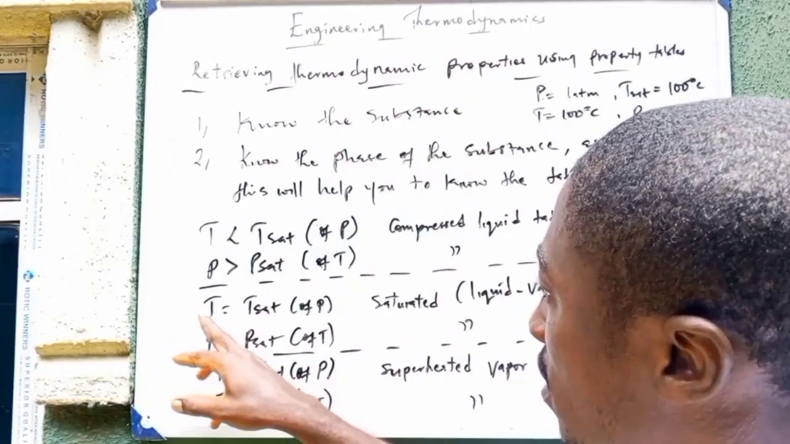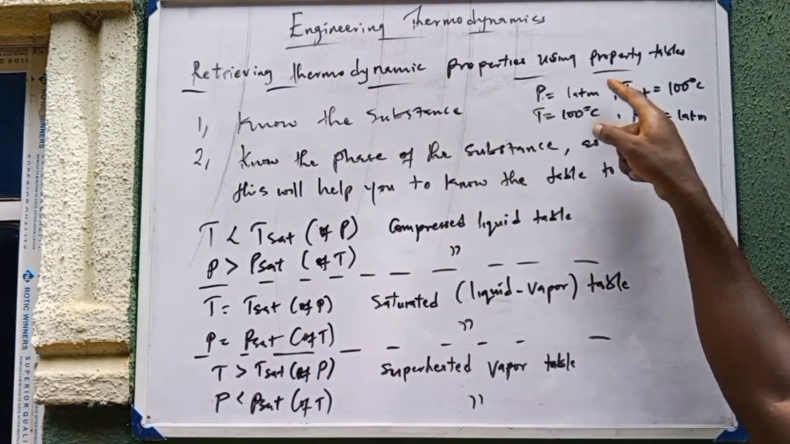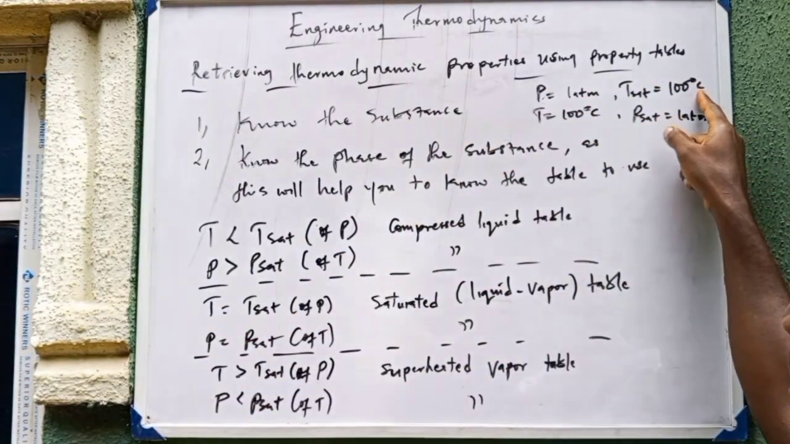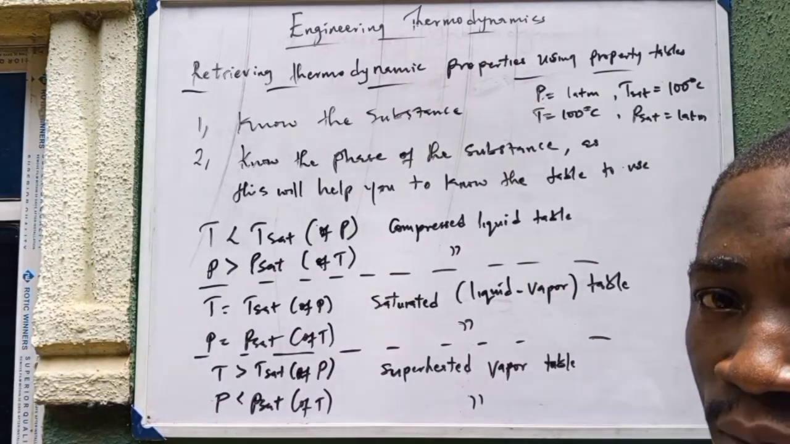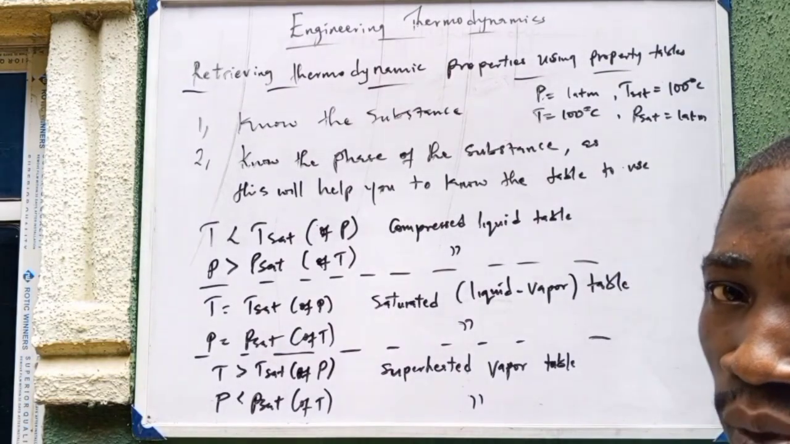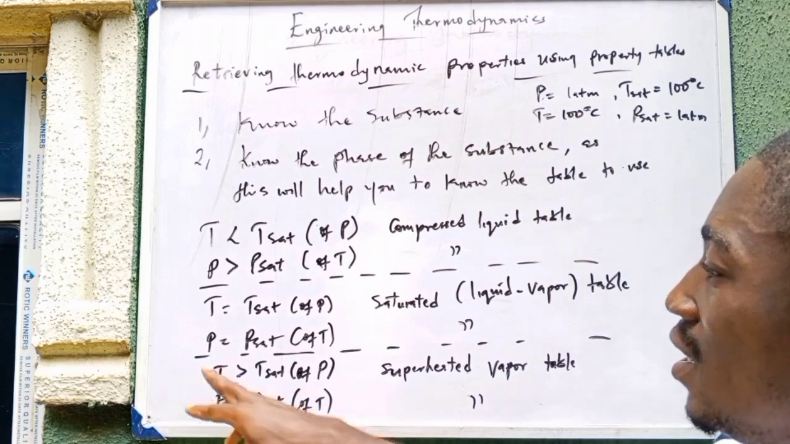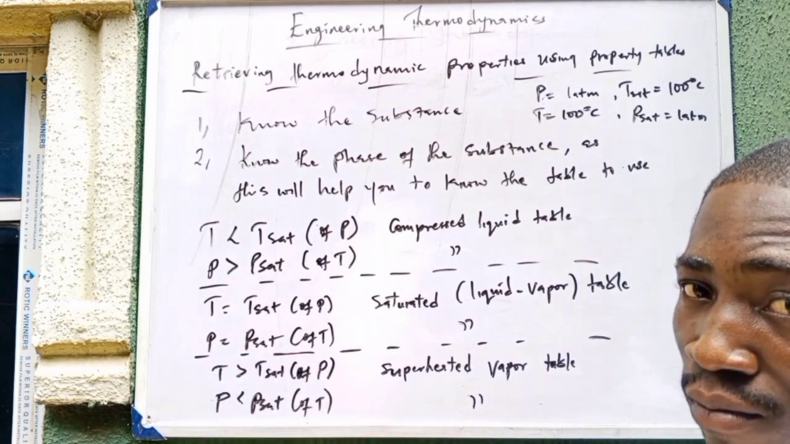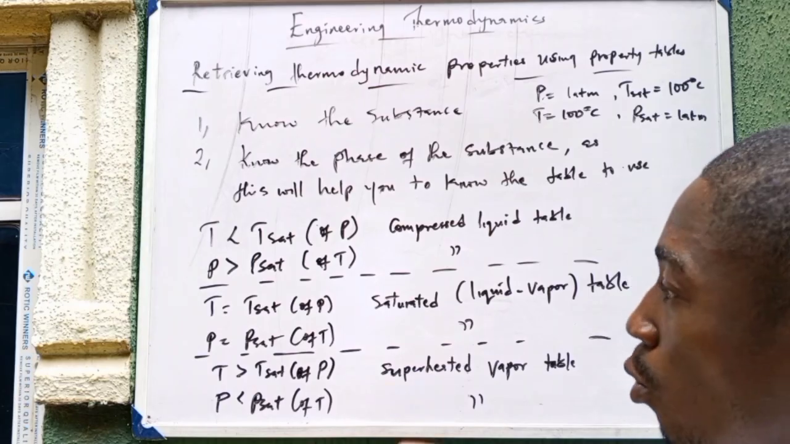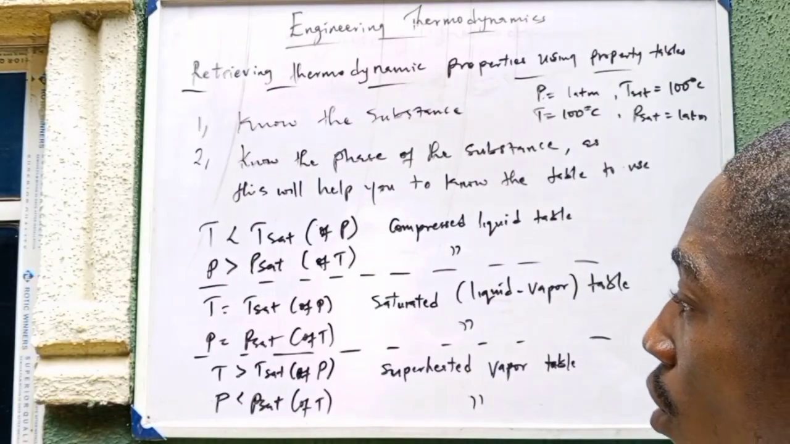Then, if T is equal to T sat of P, say we let P be 1 atm and T sat of P is 100 degrees Celsius. So if our temperature is 100 degrees Celsius, there's no point leaving. That's where our values would be. It shows that the substance we are working with is in a saturated liquid-vapor phase. Then if P is also equal to P sat, it means we are working with saturation values, and in that case we will remain on the liquid-vapor table. Our values would be on the liquid-vapor table.